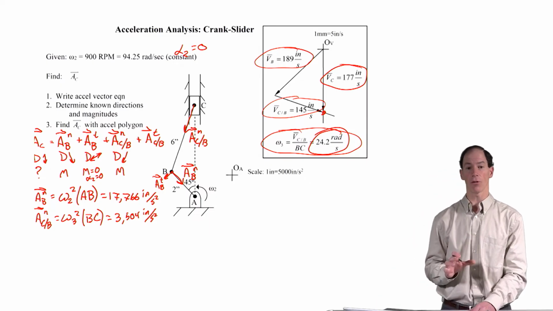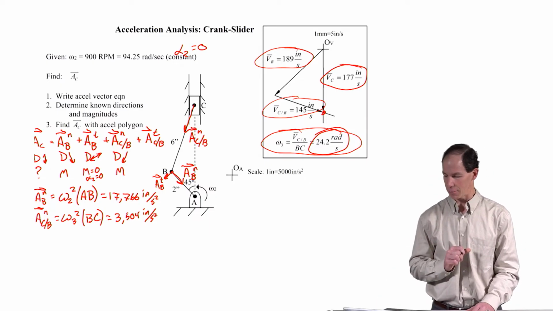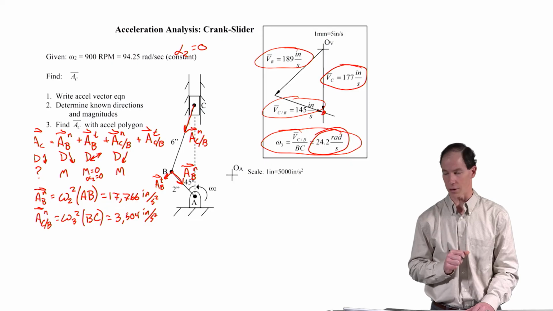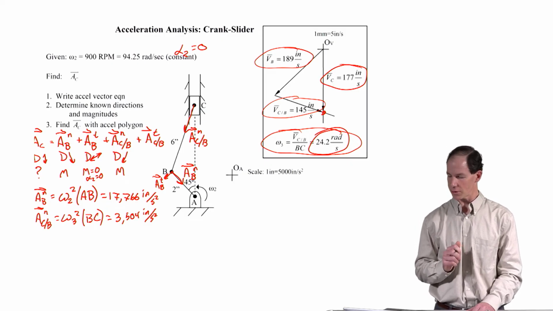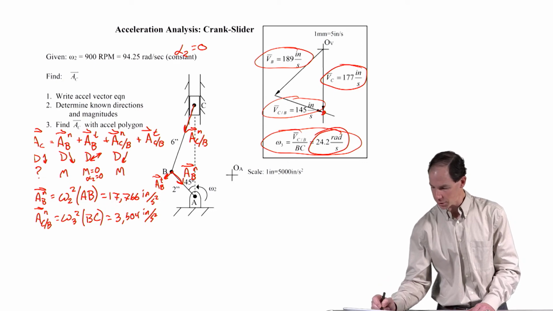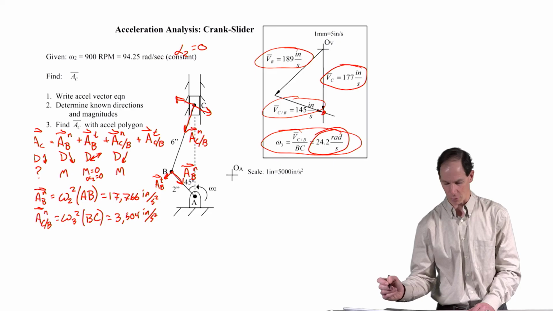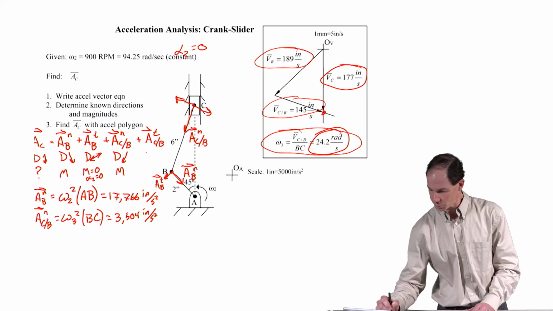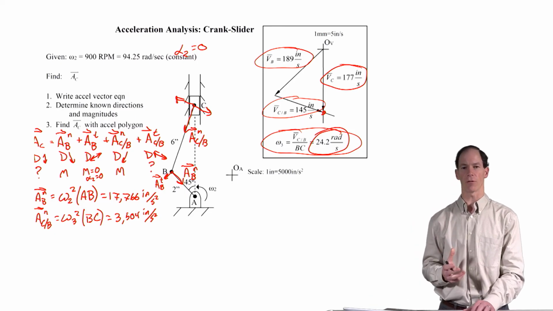So now I know the normal acceleration of C with respect to B. The last component here is the tangential component of C with respect to B. And this will be perpendicular. So it'll be either heading that way or heading this way, depending on the alpha of that link. So I know its direction, either this way or this way, but I do not yet know its magnitude. So I'm trying to solve for that.